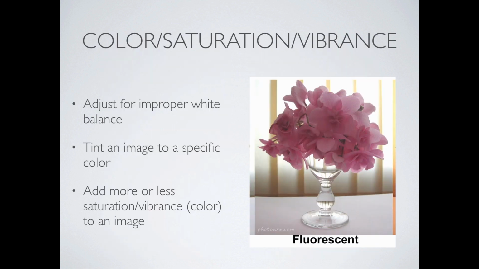Color, saturation, vibrance. This is adjusting the colors in an image. If we were correcting for white balance, if the image was too blue, we would be doing it with this kind of an adjustment. You could tint a specific image. You could skew an image to have more of a certain color in it if you wanted to. You can also add more saturation or vibrance to an image.